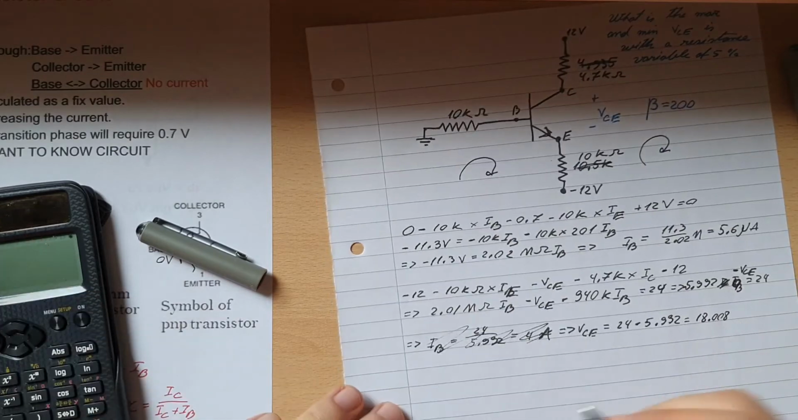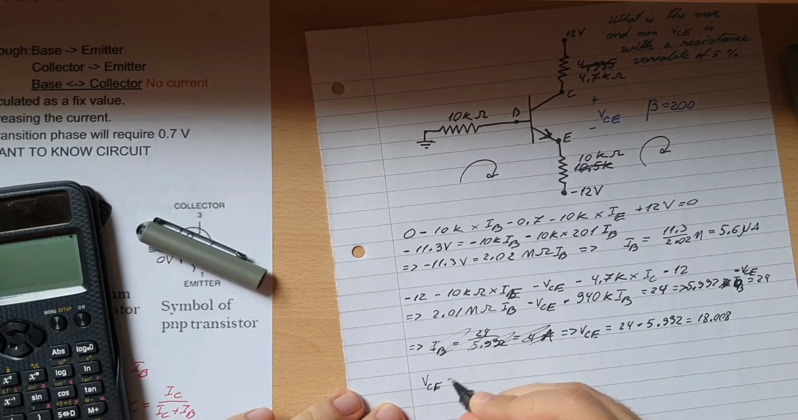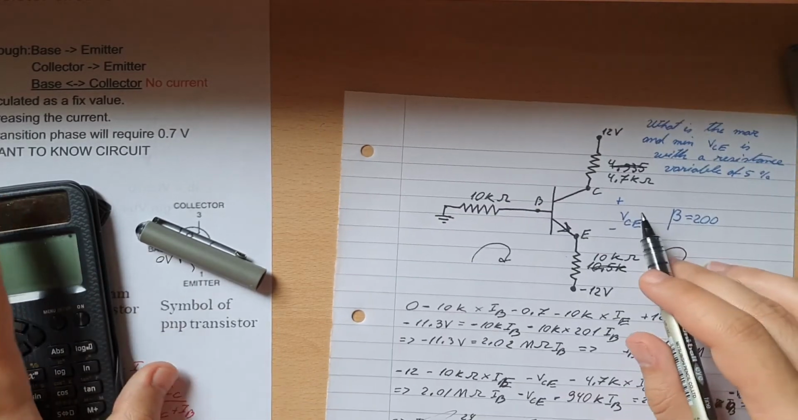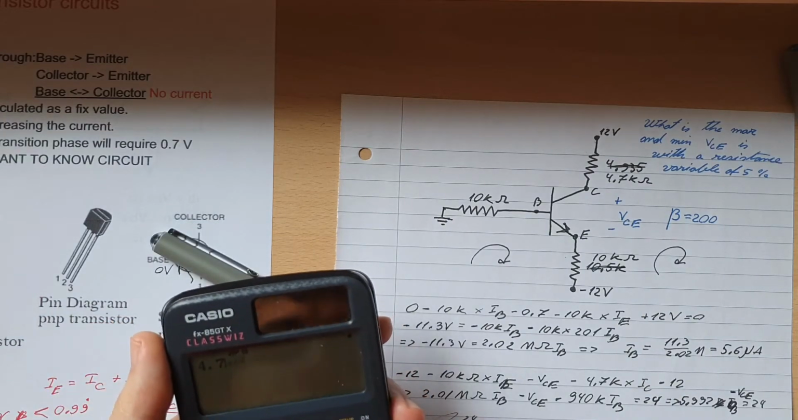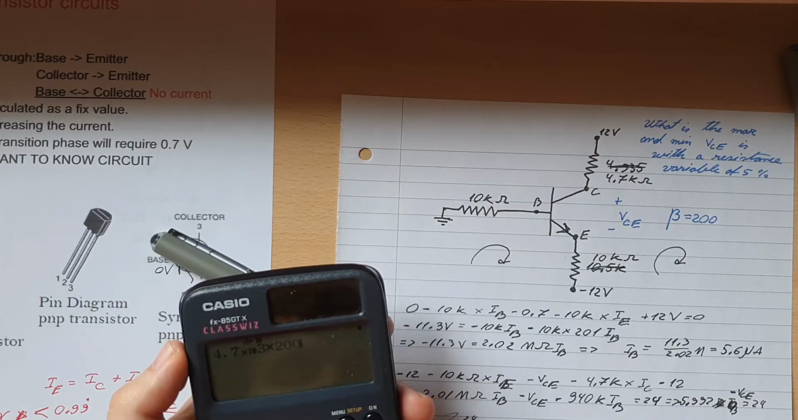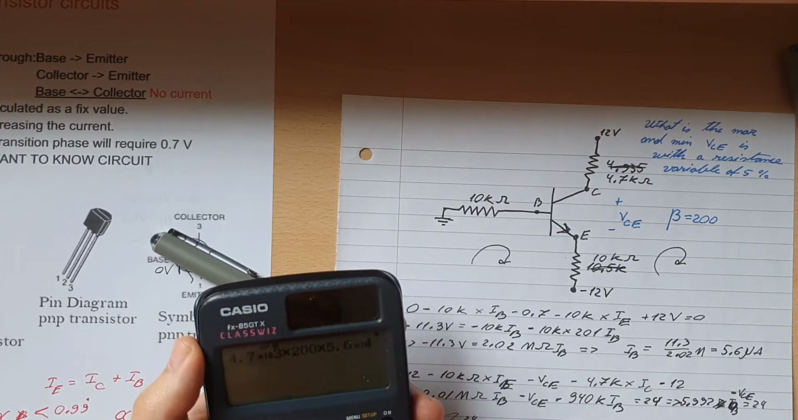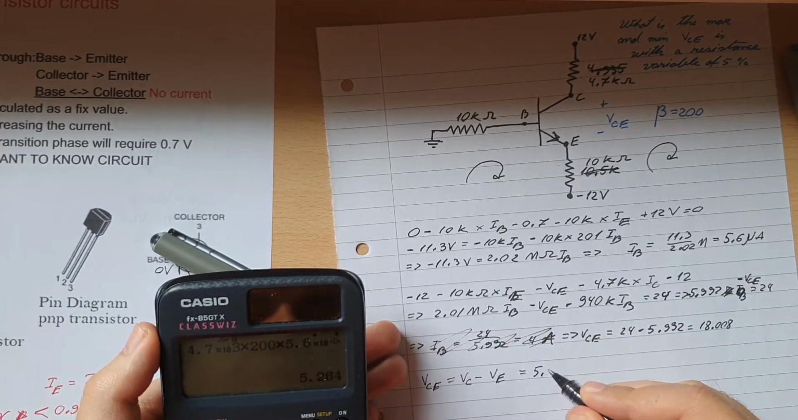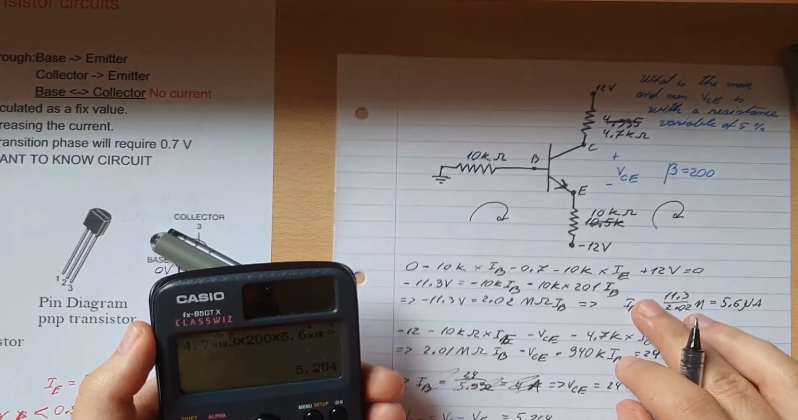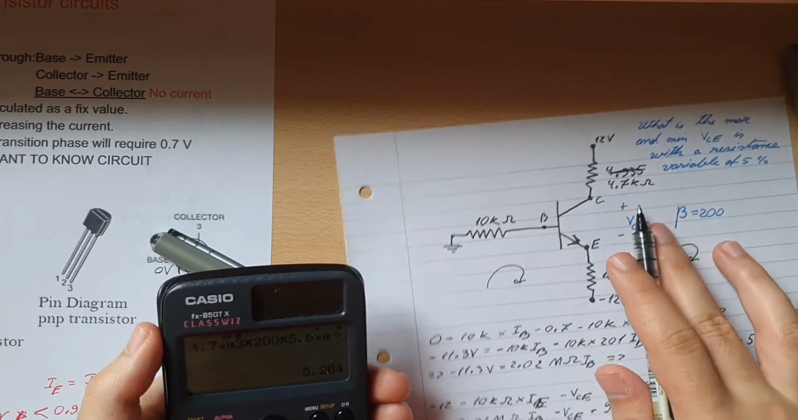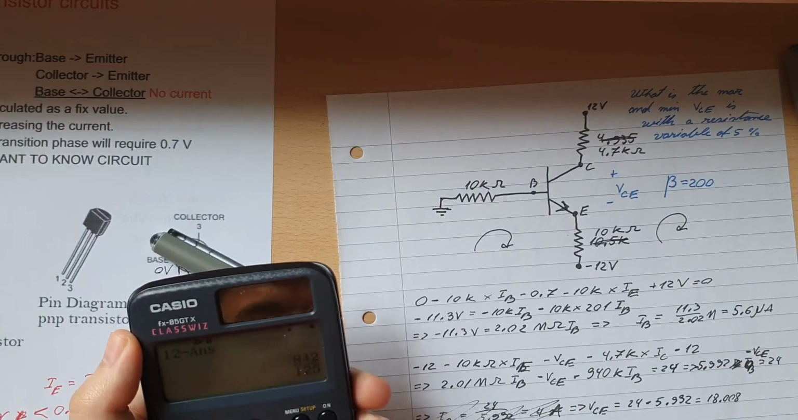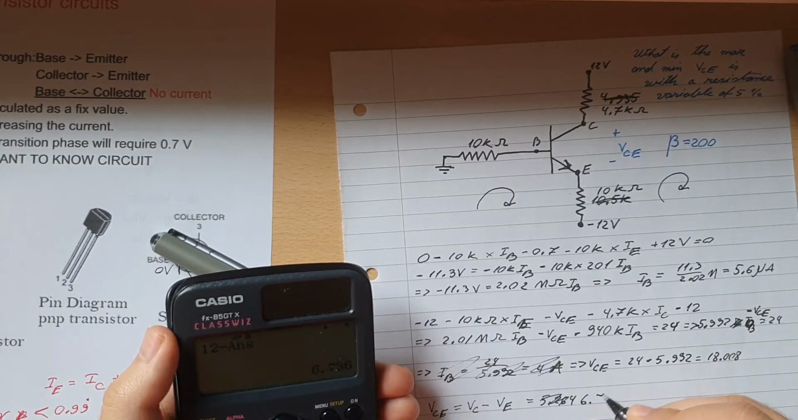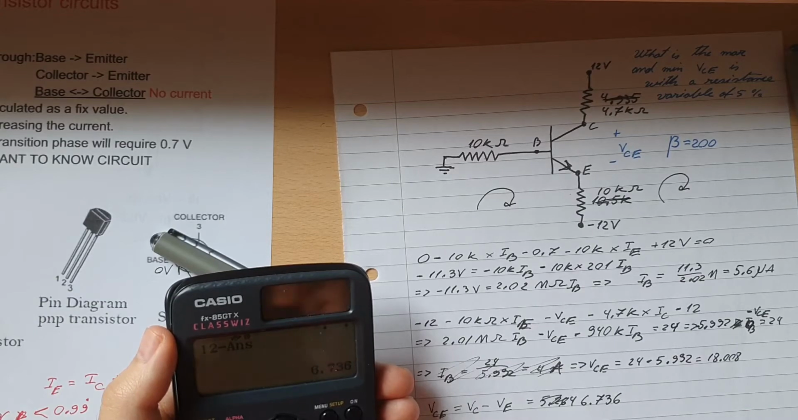Let's do it the other way now. Let's do VC minus VE. So VCE is equal with VC minus VE. And that will be 4.7 times 10 to the 3 times 200 times 5.6 times 10 to the minus 6. Okay, that will equal with 5.264. Okay, but that's the drop here. So that'll be 12 minus the answer, and so at this point here, at point VC, that'll be 6.736.